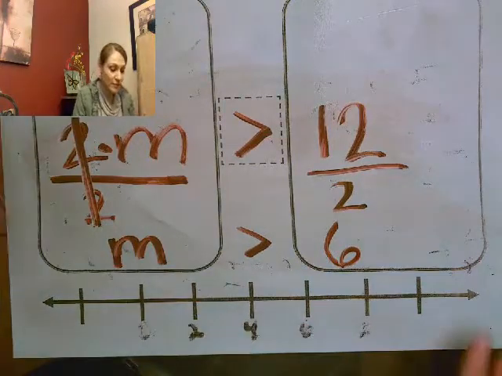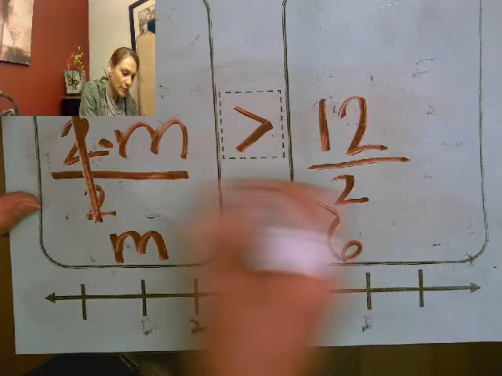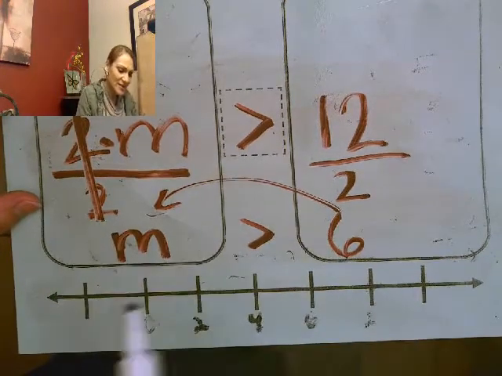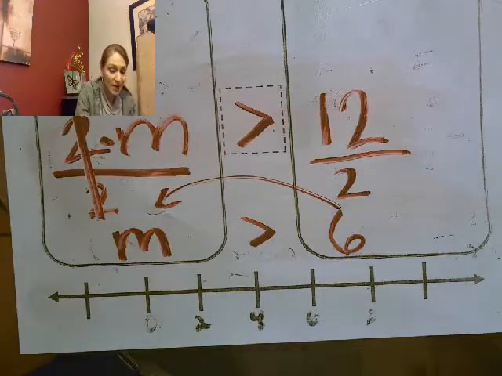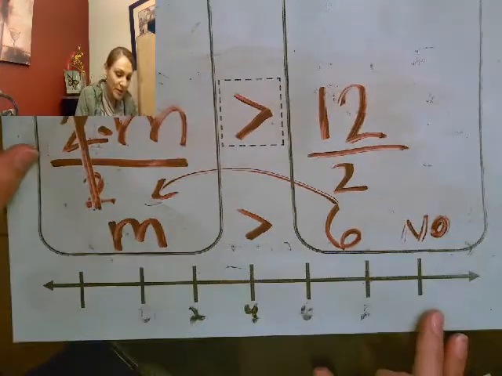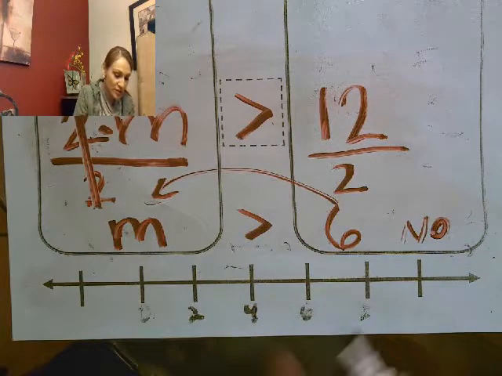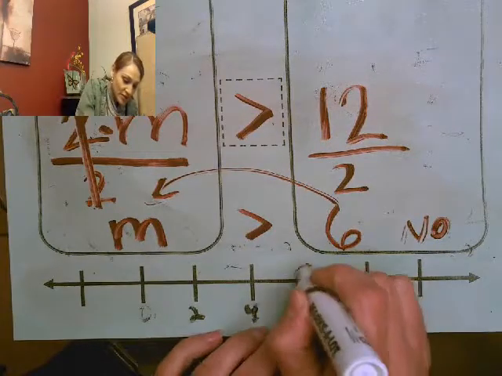Now I have to graph it. So again, plug in 6 into the m. So that's what I do. Is 6 greater than 6? No, it's not. So we say no. So you take that O, and I'm going to go to 6. So 0, 2, 4, 6, because it kind of erased. I'm going to put an O on 6.